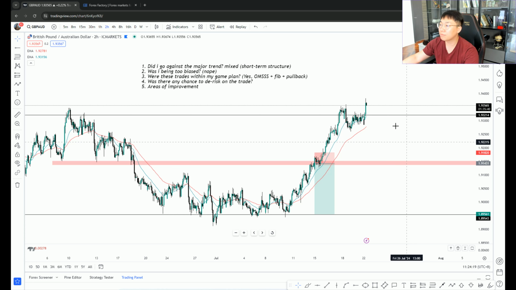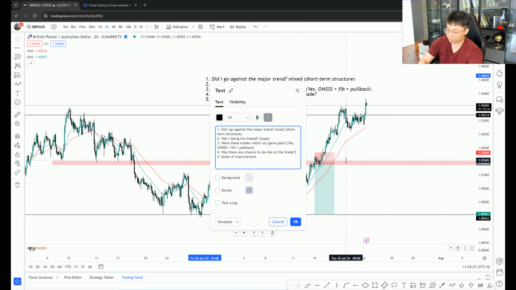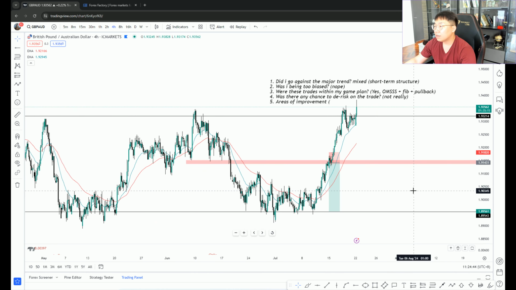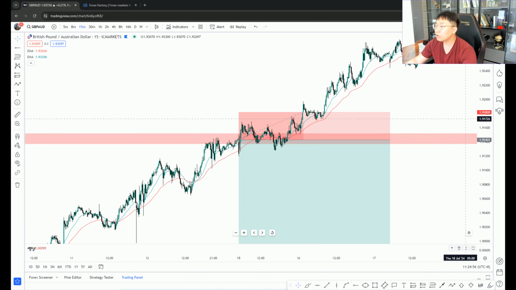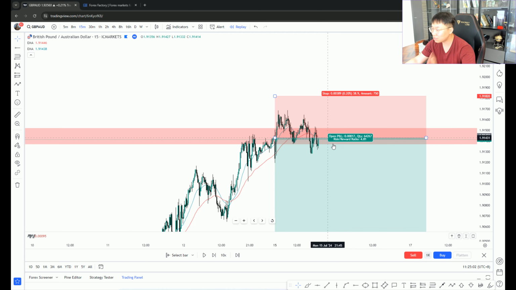It is just something that's within my game plan. So were there any chance to de-risk on the trade? The answer is not really, unless before I take the trade, I already said, oh, this is a little bit risky. So the answer is still not really. Areas of improvement. The only thing I could have improved here was, perhaps I shouldn't go on a sell limit on this. I should have waited for some sort of trigger. But when I was doing my review, looking at this trade objectively, if I were to wait for a specific trigger to get into the sell, I probably would still be on the exact same entry level.